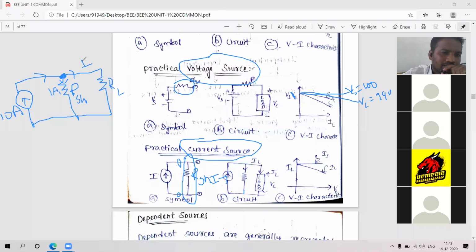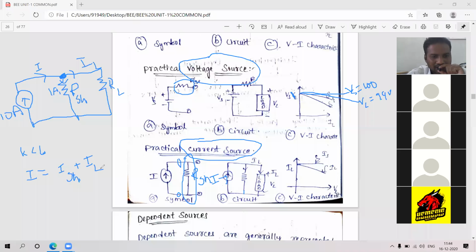What about this load current IL? Just apply KCL. What is KCL? The sum of currents entering the node is equal to the sum of currents leaving the node. Entering is current I, that is 10 amperes. The sum of currents leaving means you have to add. Through RSH the current is ISH, and through the load the current is IL. So ISH plus IL.